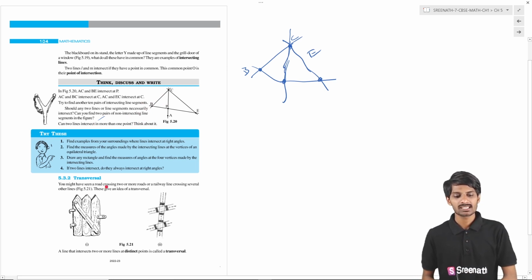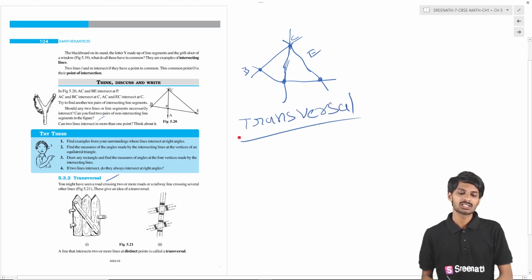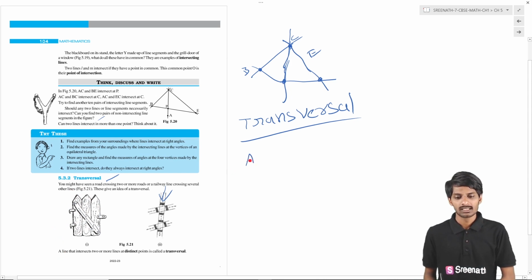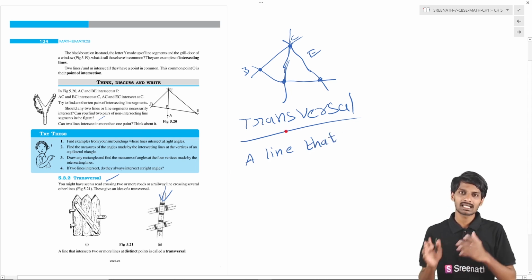Okay. Now next thing is about transversal. So what is a transversal, students? What do we call a transversal? Just see the example. Sometimes you see that a single road will cross or cut 2 roads, and these 3 wood strips are crossed by or cut by this line. So what is a transversal? A transversal is nothing but a line that intersects.